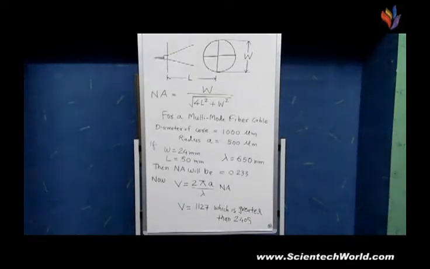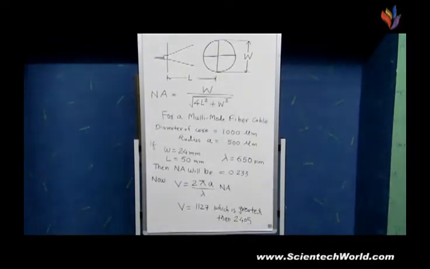As we know, for a multi-mode fiber cable, the diameter of the core is equal to 1000 micrometer, hence the radius will be 500 micrometer. If we record W is equal to 24 mm and the length L is 50 mm, then NA will be 0.233.